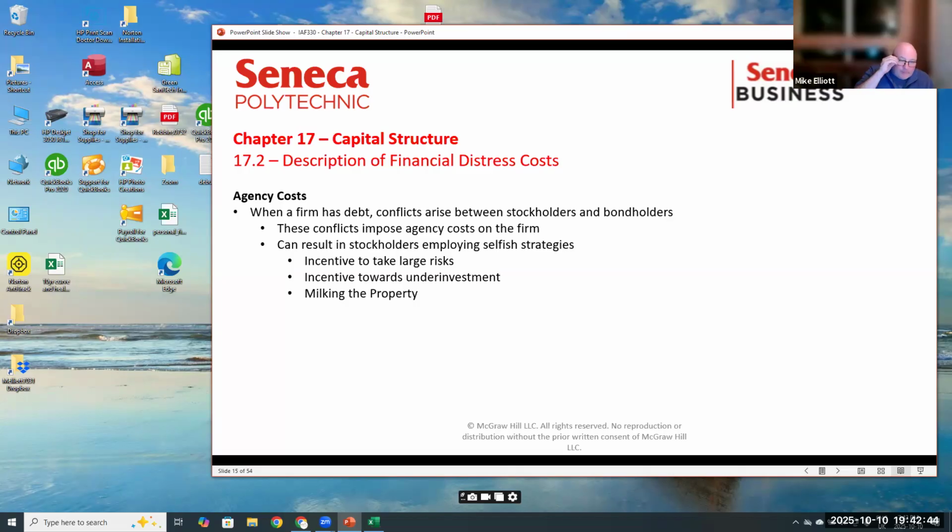When a firm has debt, you're always going to have conflicts between stockholders and bondholders. Always. Those conflicts are what cause the agency costs in the firm. So there's no agent involved. It's a weird term. But think about it. I have stockholders and I have bondholders. Who gets paid back first? Bondholders. What do the stockholders get? Whatever's left. If there's nothing, it's nothing. So there's an incentive for the stockholders to try to keep hold of something.